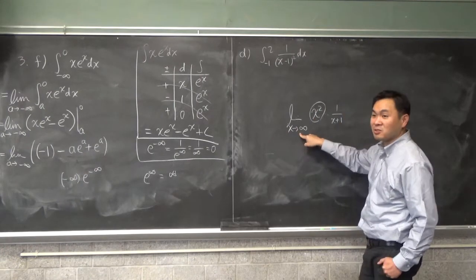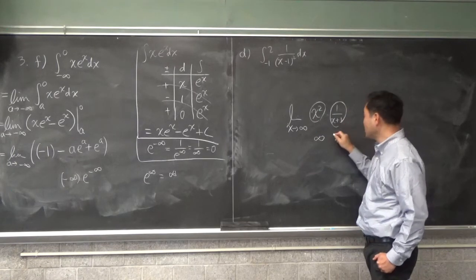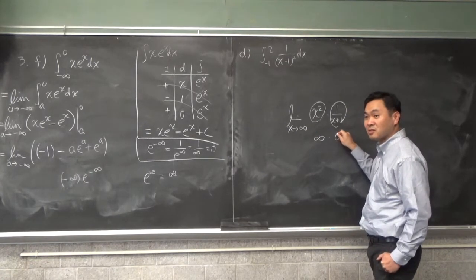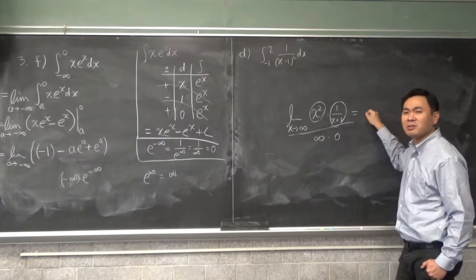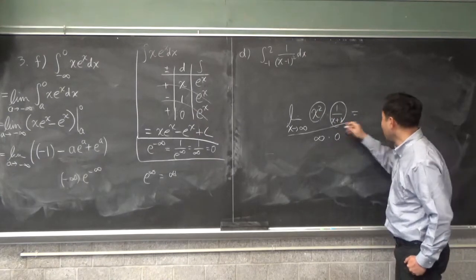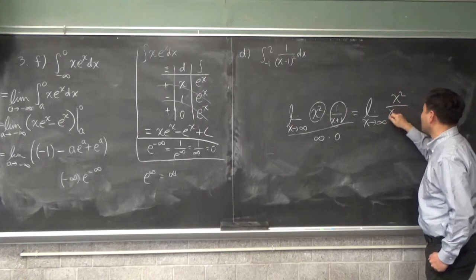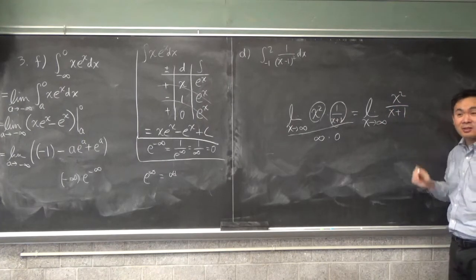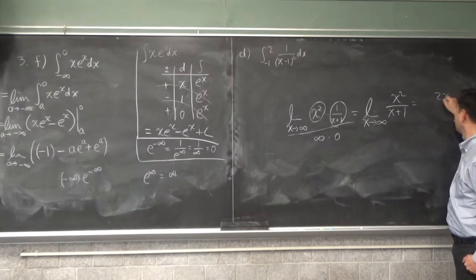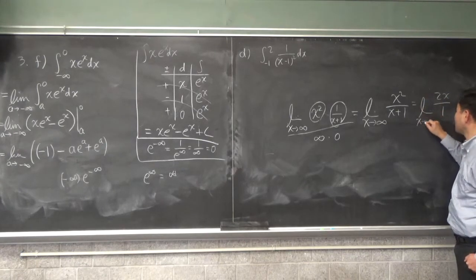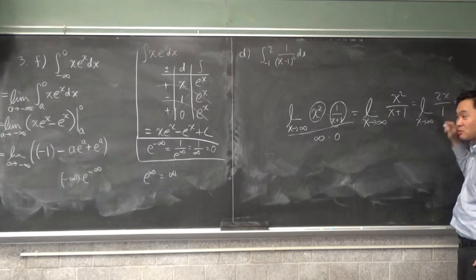What's this limit when x is sent to infinity? Infinity. What's this limit when x is sent to infinity? 1 over infinity, which is 0. What's the actual limit? Well, if it's infinity over infinity, this is x squared over x plus 1, right? What's that? Infinity over infinity. So let's use L'Hopital's. What's this limit? 2 times infinity over 1.